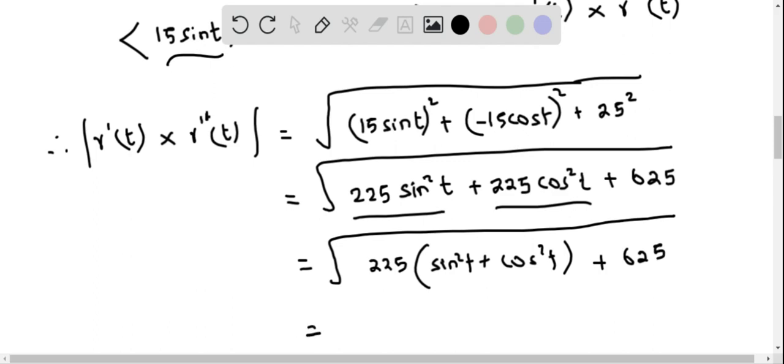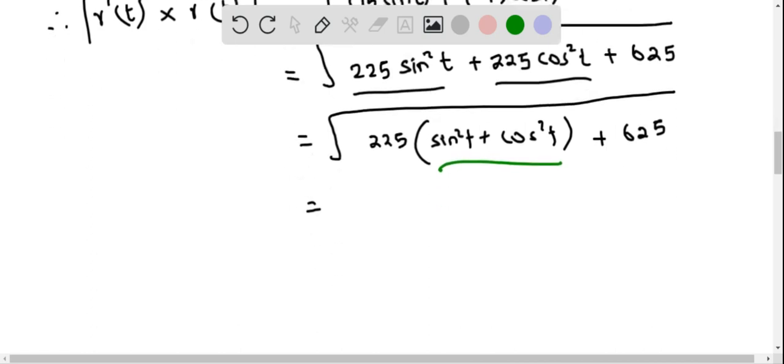Once again I can use this Pythagorean identity to simplify this. This equals 1. So 225 times 1 is 225. So I can put this now as 225 plus 625, under the square root, and when we add these two we get 850. So this is square root of 850.